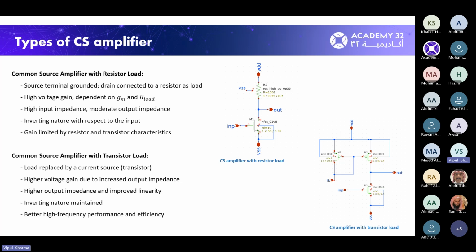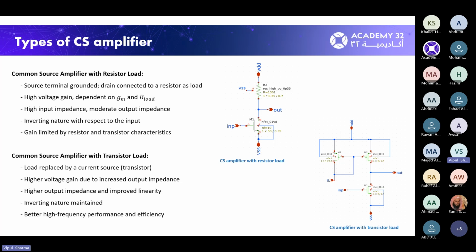But the inverting nature is maintained. So this is a common source amplifier. That is a basic fundamental property of common source: it will always give you the output as an inverting signal. It will be out of phase with respect to your input signal.